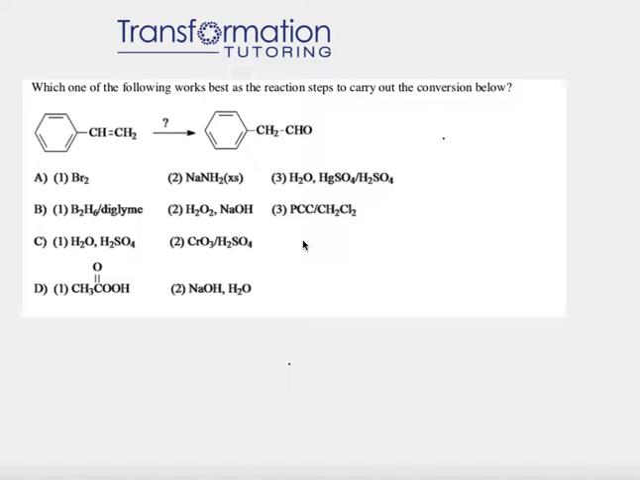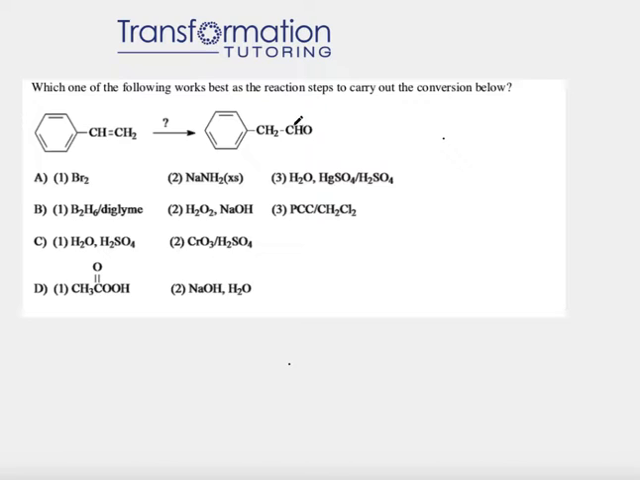Which one of the following works best as the reaction steps to carry out the conversion below? In order for us to do this, we first must look at the reactant and the product molecule and see what happened, what changed. In the reactant, we see that we have an alkene, we have a double bond here.